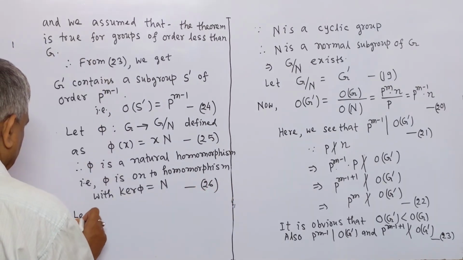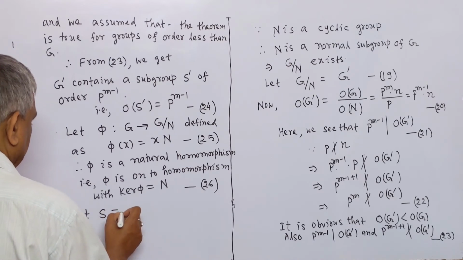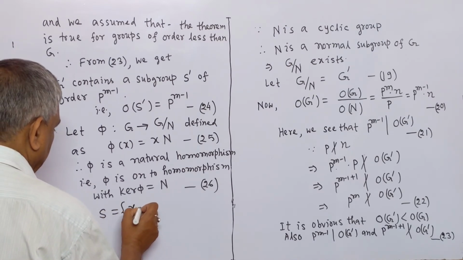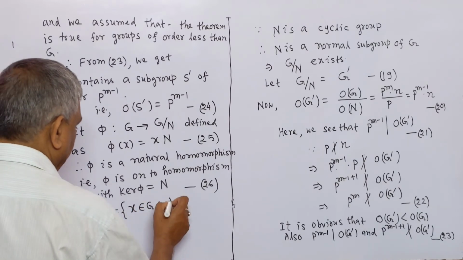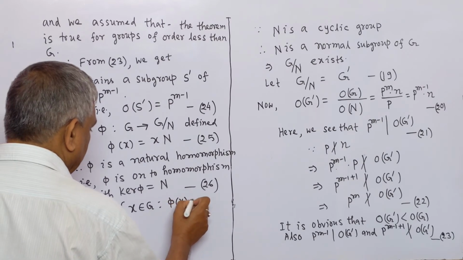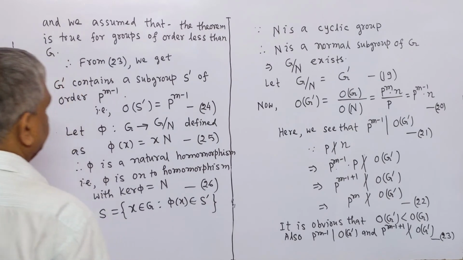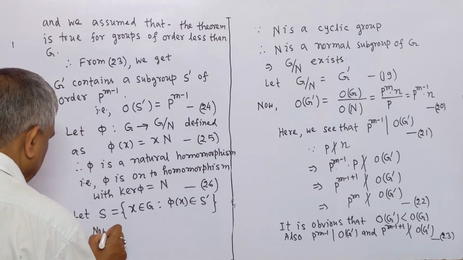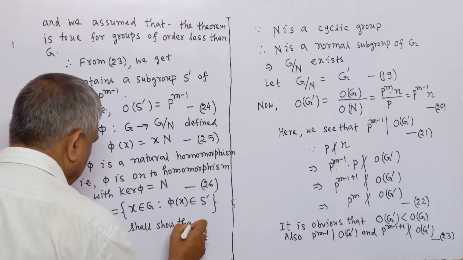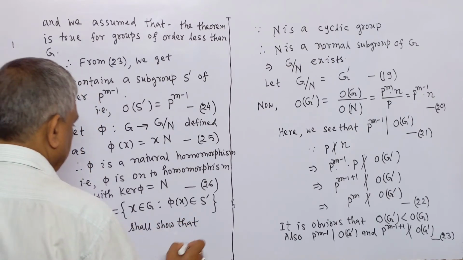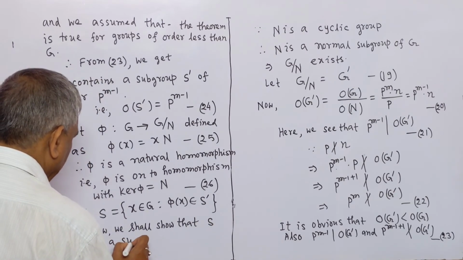Let S be a set containing all those elements of group G such that phi x belongs to S prime. Now we shall show that S is a subgroup of G.